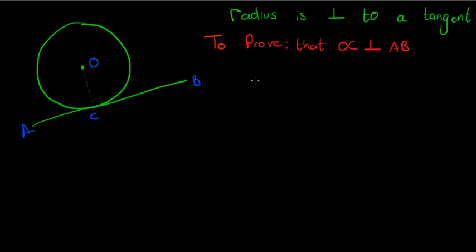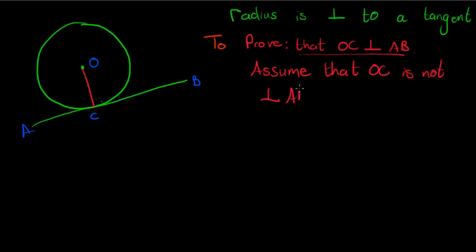Okay, and we prove this using what is called proving by contradiction. And what we mean by that is that we are going to assume that this is not true. We have to prove this, but we're going to start assuming that it's not true. Assume that OC is not perpendicular to AB.